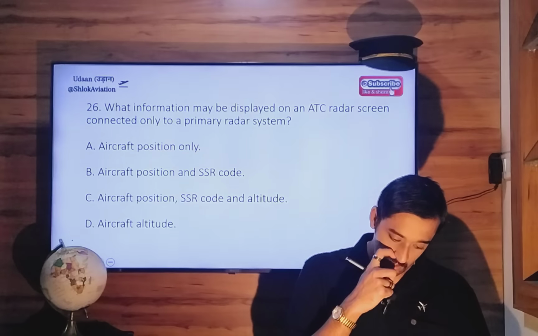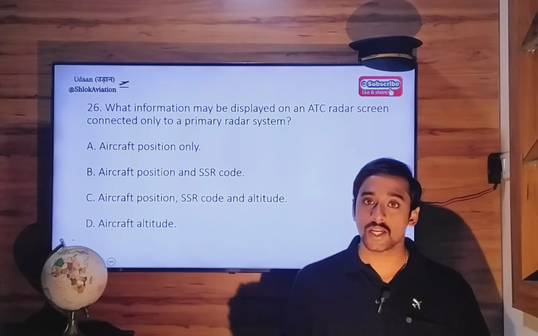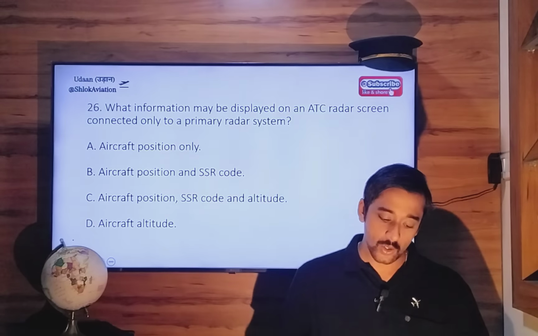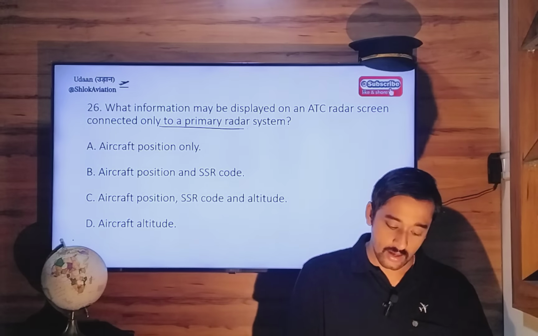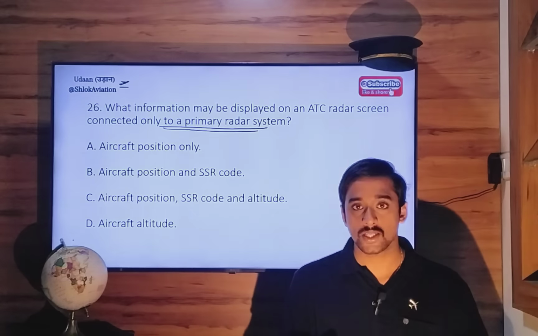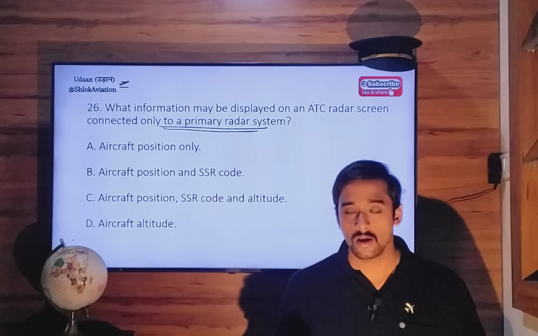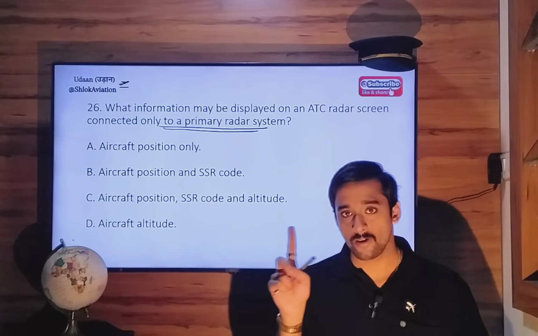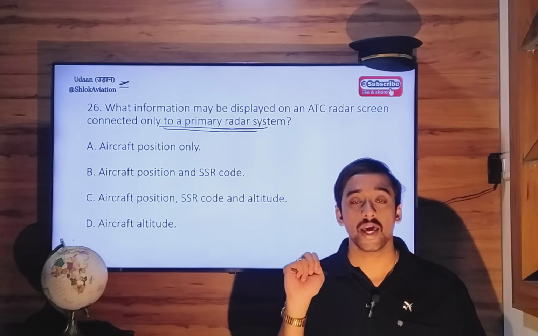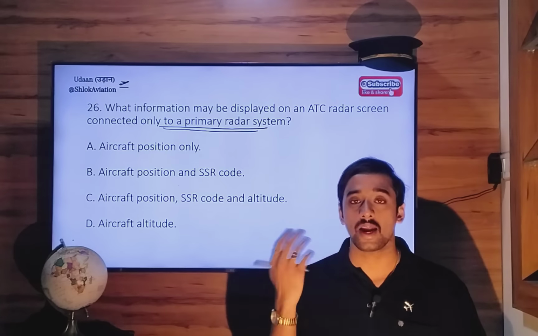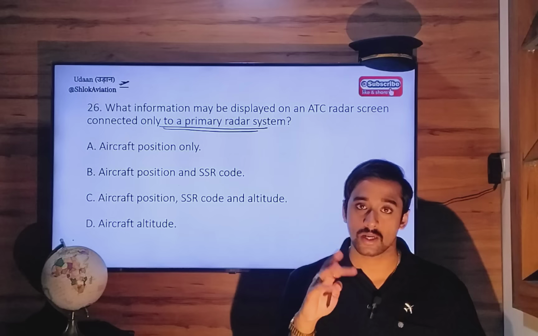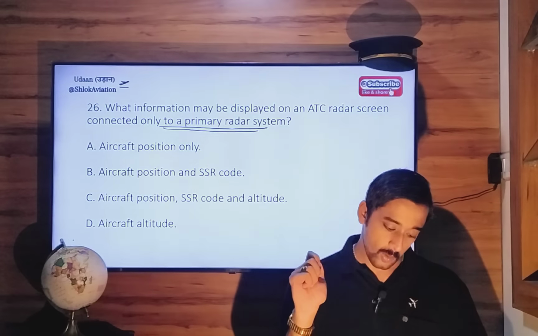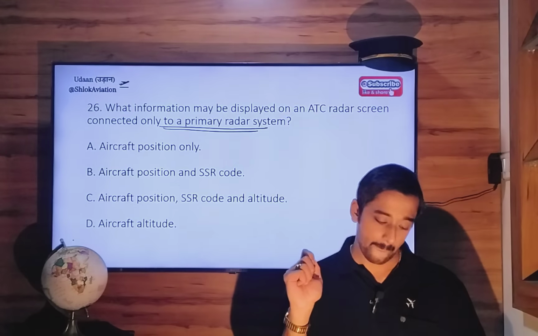Question 26. What information may be shown on an ATC radar screen connected only to a primary radar system? With the help of a primary radar system, you get two pieces of information: the position of the aircraft, meaning the range and the bearing of the aircraft, whether it is at the right-hand side of the transmitter, left of the transmitter, like that. So option A is aircraft position only.